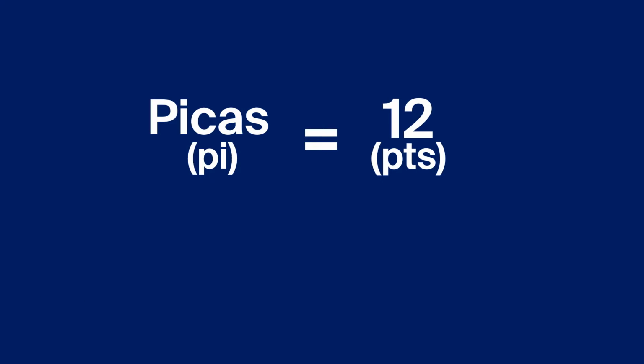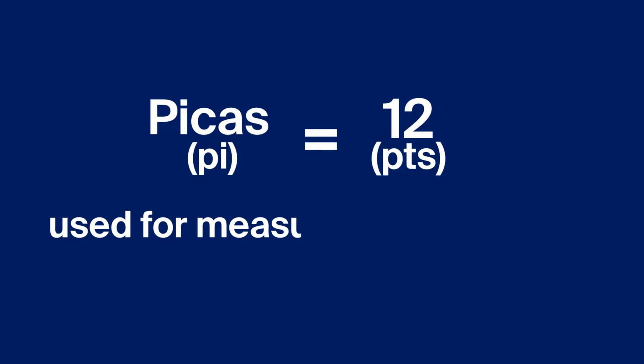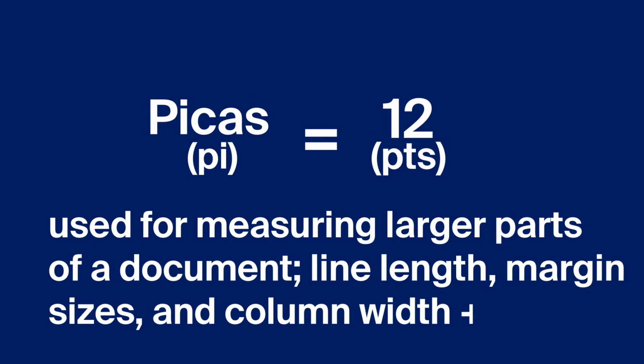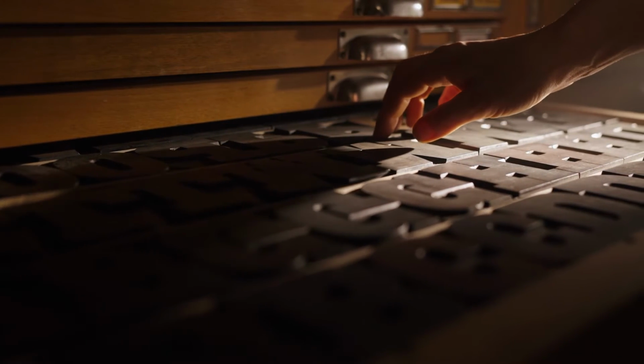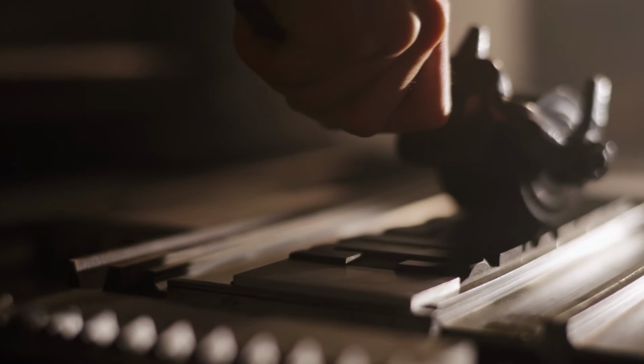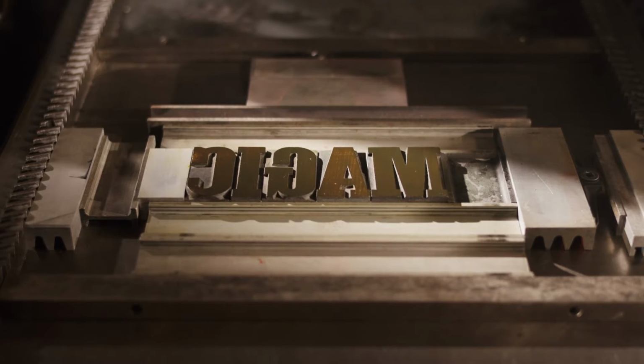12 points make up a pica, which is used for measuring larger parts of a document, such as line length, margin sizes, and the width and depth of columns. You may not need these two units very often, unless you're a typographer, but if you do need them, you can easily select them using the method I've outlined here. And that is how you change units of measurement in Word for Mac.